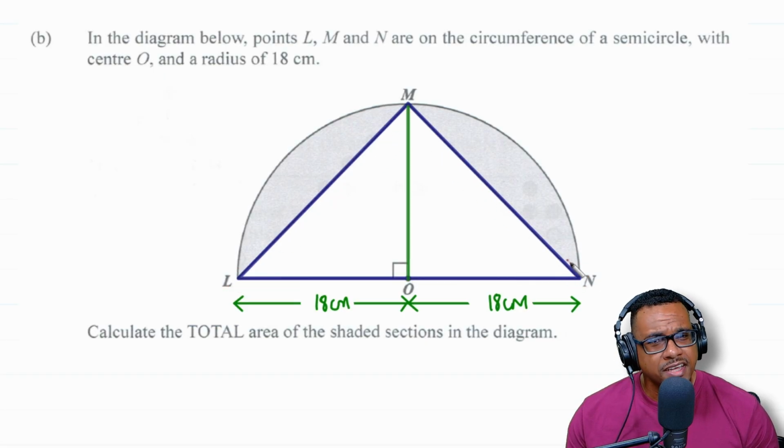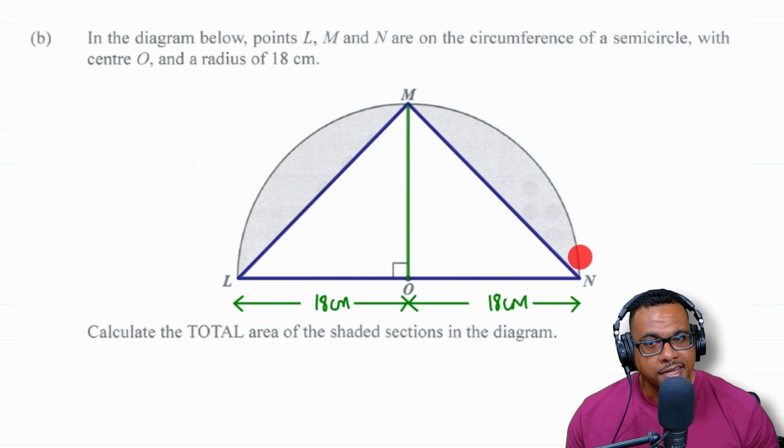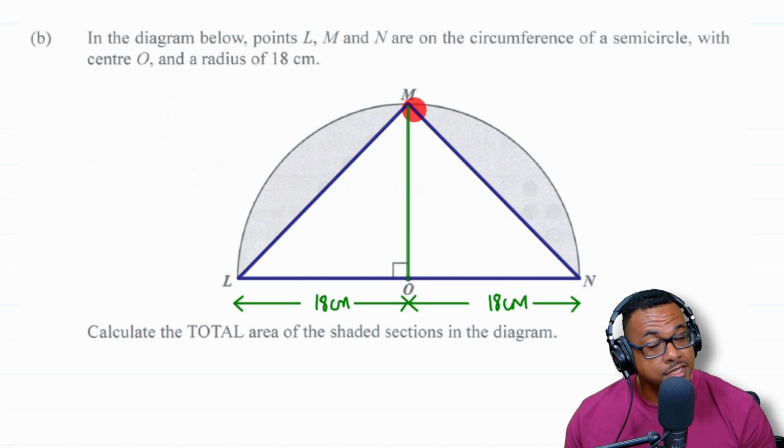Now, the important thing about this, by saying that the radius is 18 and O is the center of the circle, well, yes, from O to L is the radius and from O to N is the radius. So I have 18 here and 18 here. But remember, this is the circumference of the circle. And any distance from the center to the circumference is the radius. Therefore, from O to M is also the radius. So we also have 18 centimeters here.